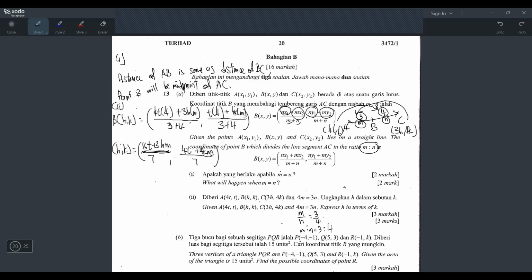Wait, did I do it right? It seems wrong. This one is 4k, so 4k times 3, right? So why did I write m? Ayo, this one is 3. Same thing here also. Why did I write m? Sorry, mabuk. So this one should be 3.